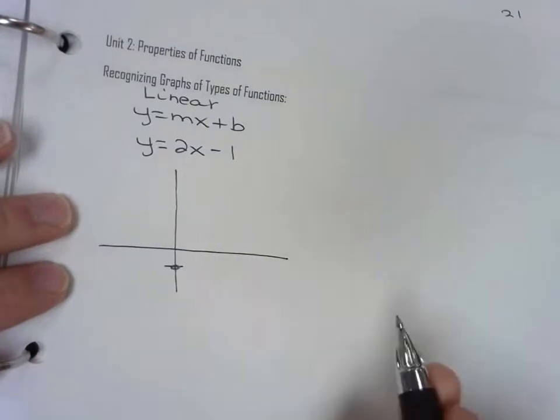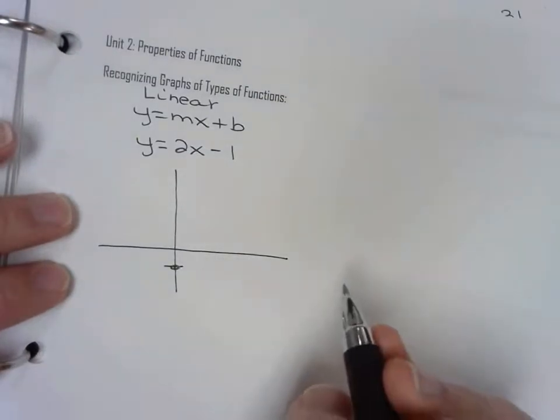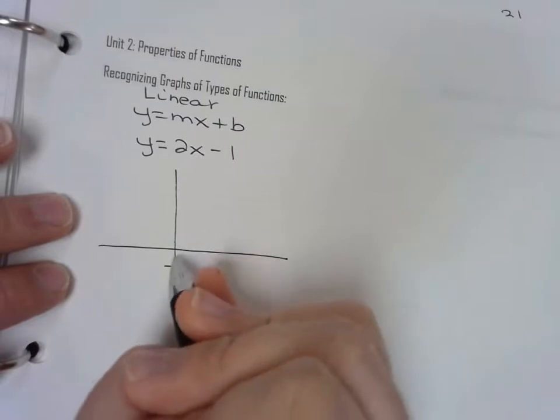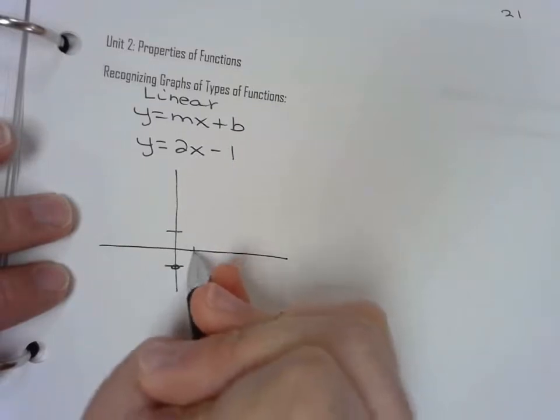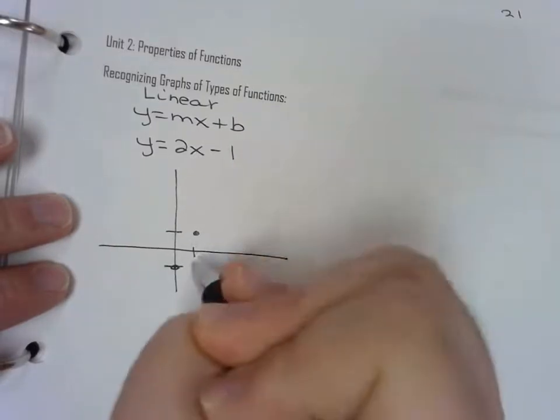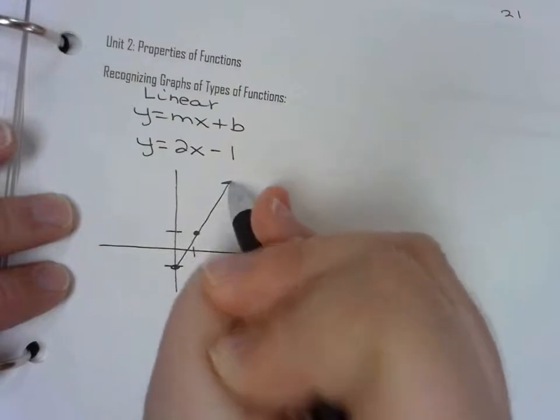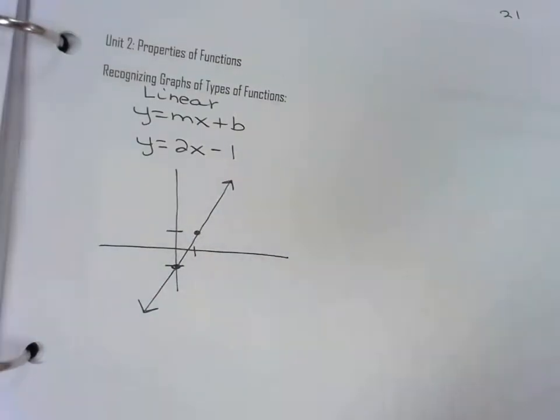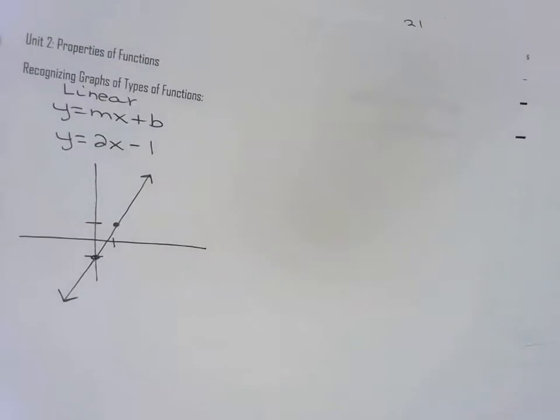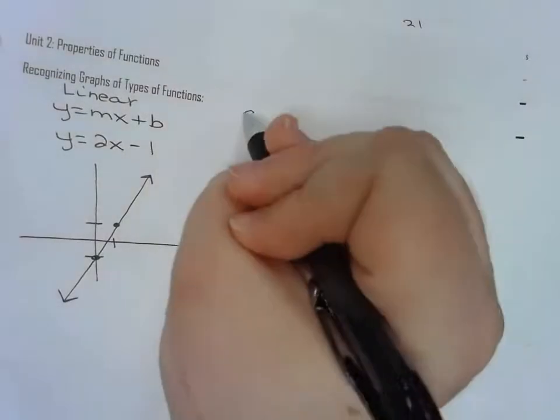So when you graph this, which we talked about the first 9 weeks, you're going to go down 1, put a point. That's your y-intercept. How do I get the next point? Up 2, right 1. That's your slope, 2 over 1. Okay, the next one is quadratic.